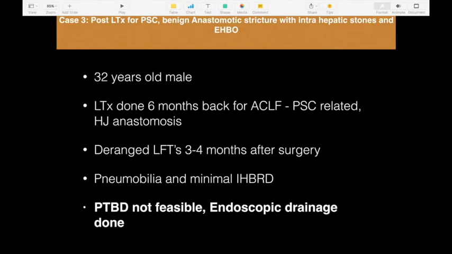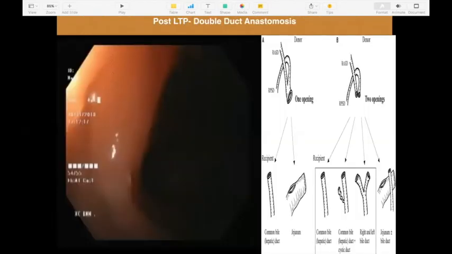So what we planned was, so these are the normal anatomies. This is the single duct anastomosis. The one opening is anastomosed to the jejunum. But when there are 2 openings, this is a double ductal anastomosis. Sometimes the surgeons, I'll show you later on, do a triple anastomosis and multiple anastomosis.